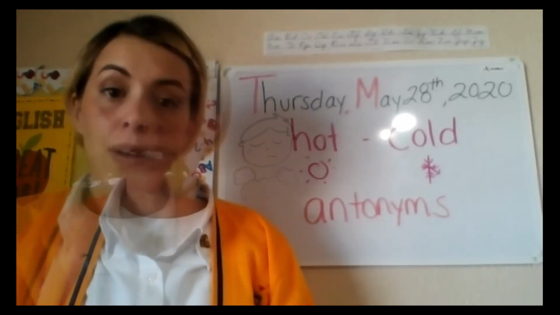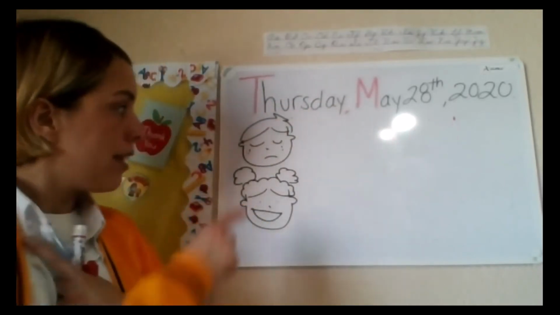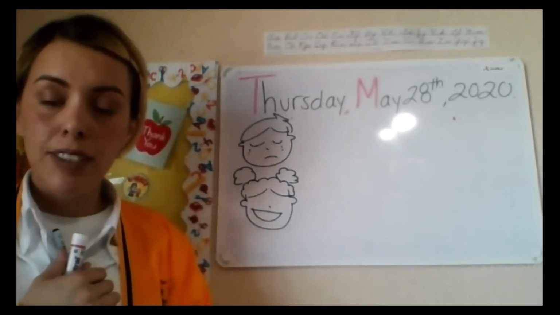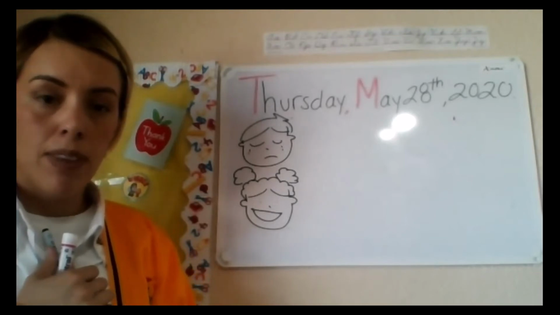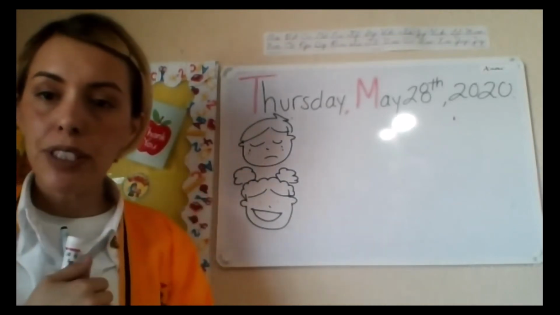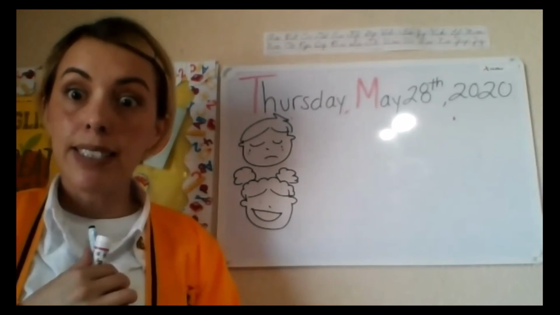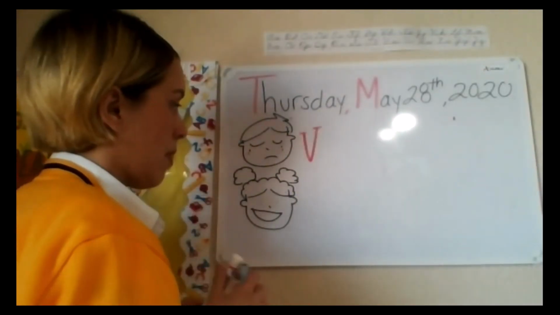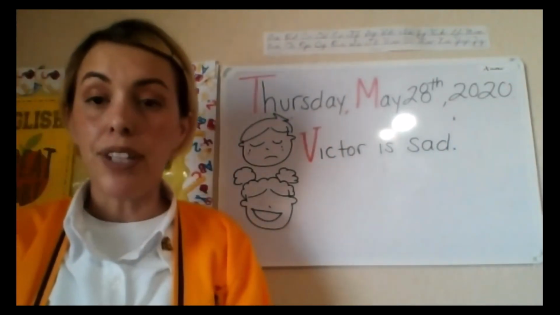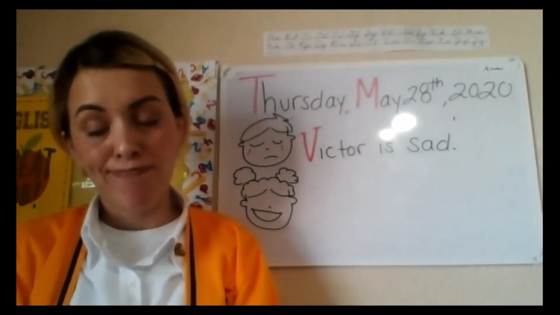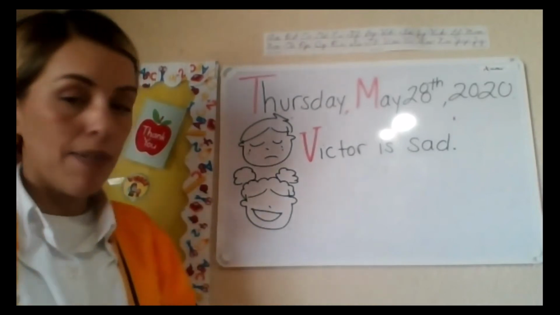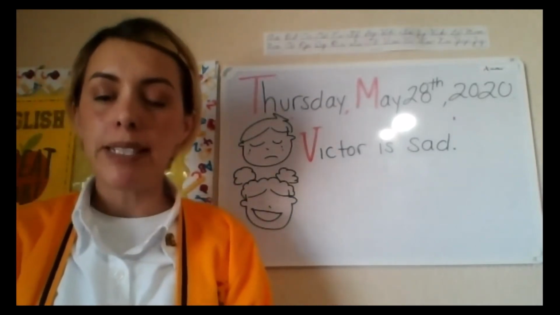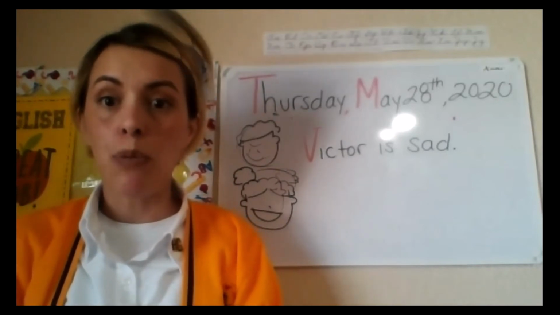Let's try some examples. Over here we have two kids. This is Victor and this is Kika. Look at their faces. Is Victor happy or sad? Sad. So let's write a sentence about it. Victor is sad. Now, look at Kika. Can you do her sentence on your own? Please pause the video here and I will wait for you.